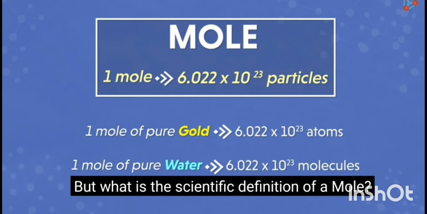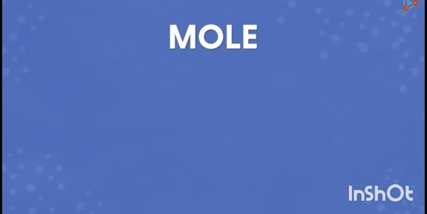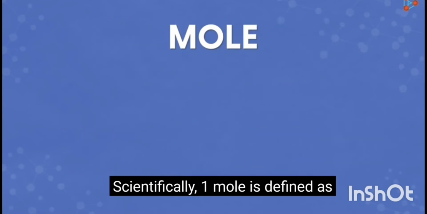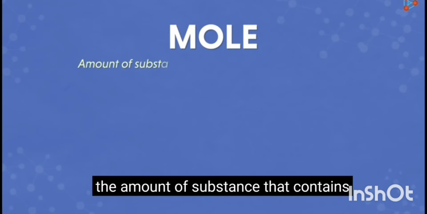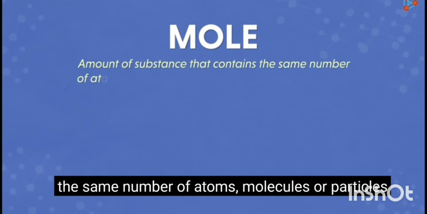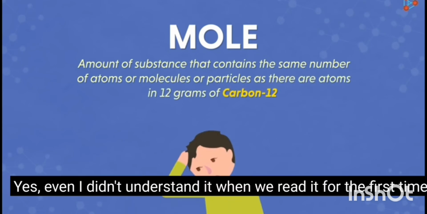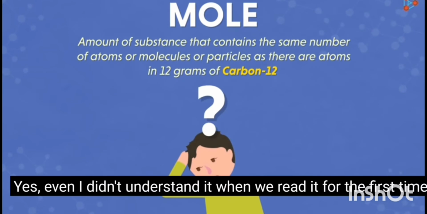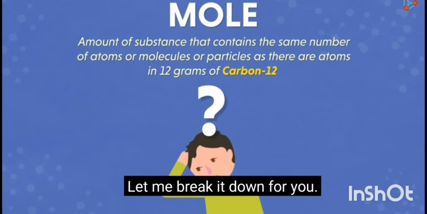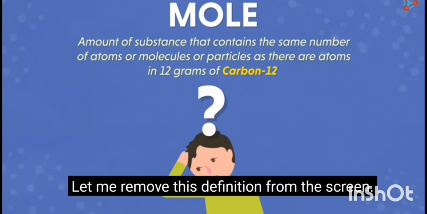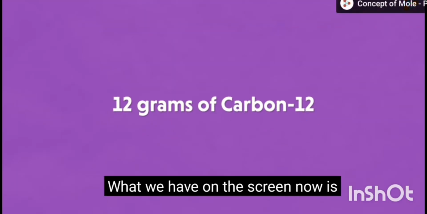But what is the scientific definition of a mole? Scientifically, 1 mole is defined as the amount of substance that contains the same number of atoms, molecules or particles as there are atoms in 12 gram of carbon-12. Yes, even I didn't understand it when we read it for the first time. Let me break it down for you. Let's remove this definition from the screen.